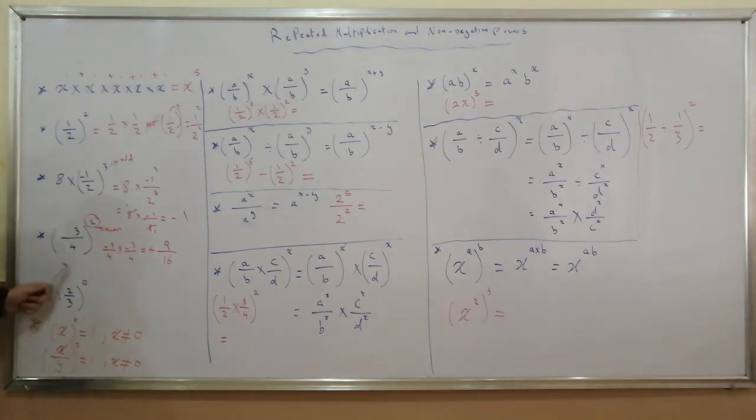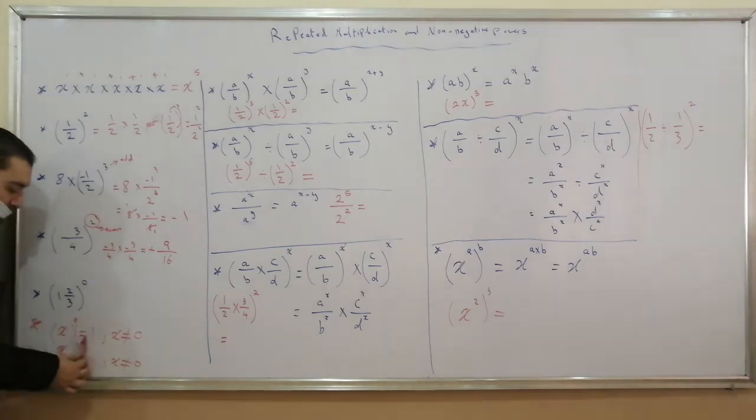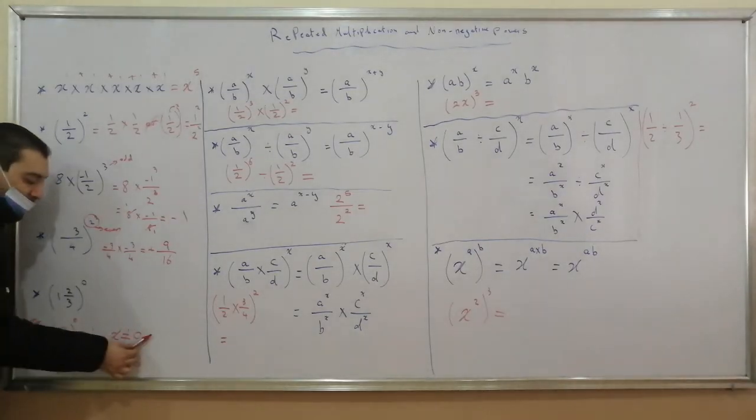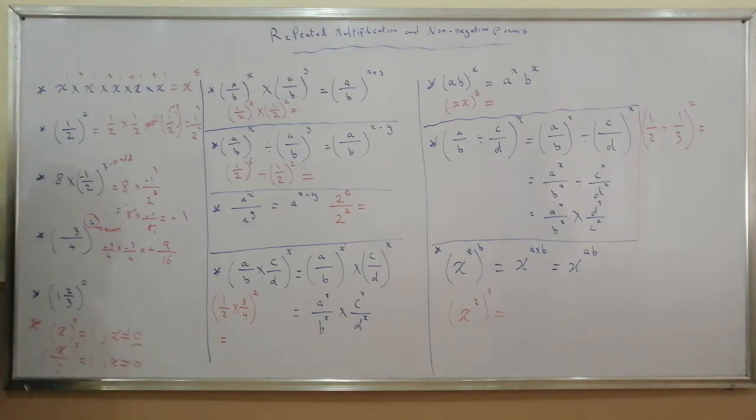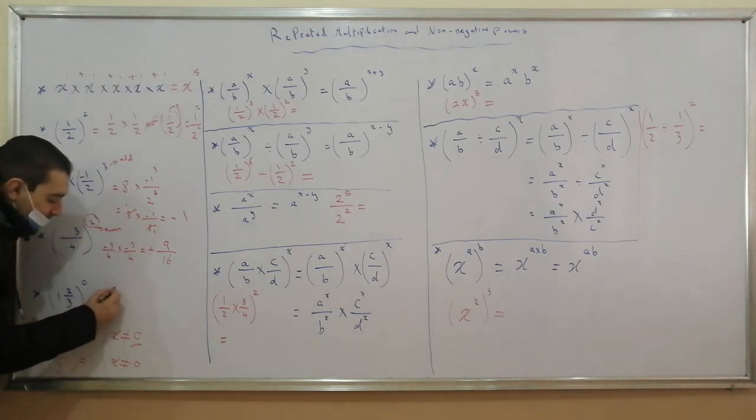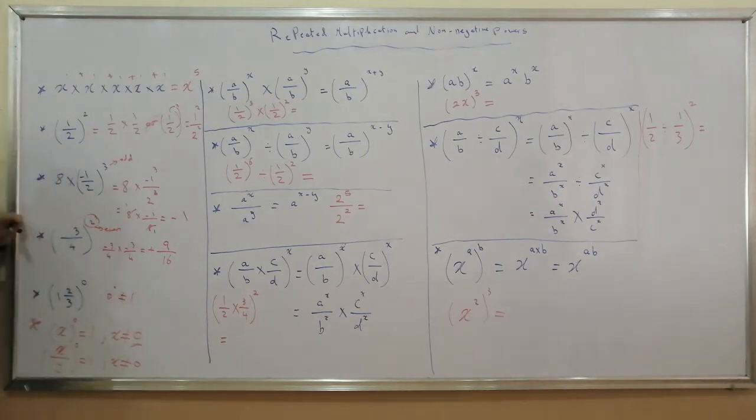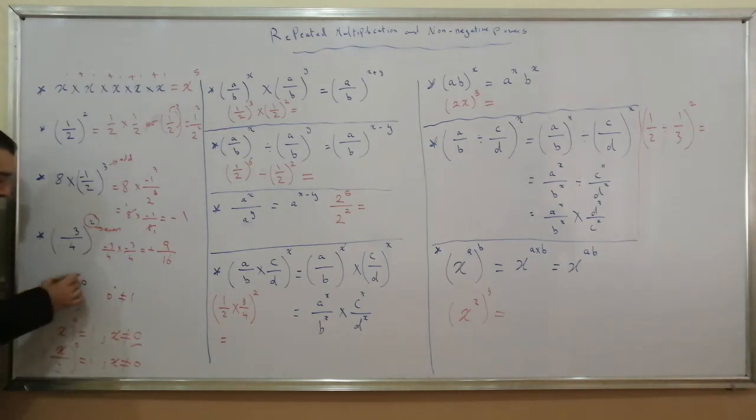1 and 2 over 3 all power 0. The rule here says x power 0 equals 1, where x is not equal to 0. Anything power 0 equals 1 except 0. 0 power 0 is not equal 1. 0 power 0 is undefined. Then 1 and 2 over 3 all power 0, whatever the value inside the brackets is, since it's not equal to 0, then this is equal to a whole 1.